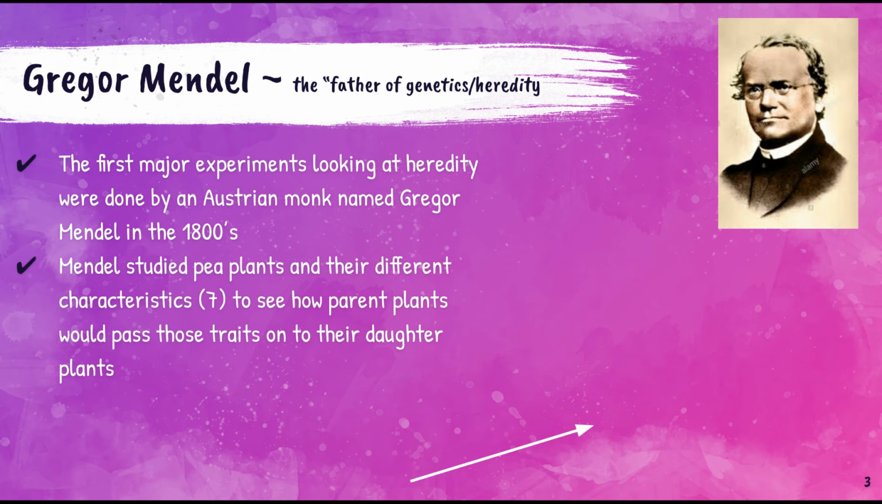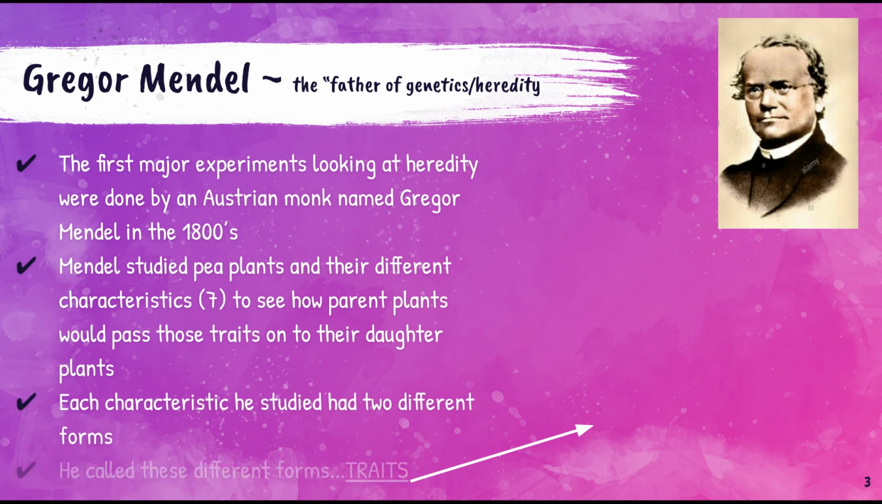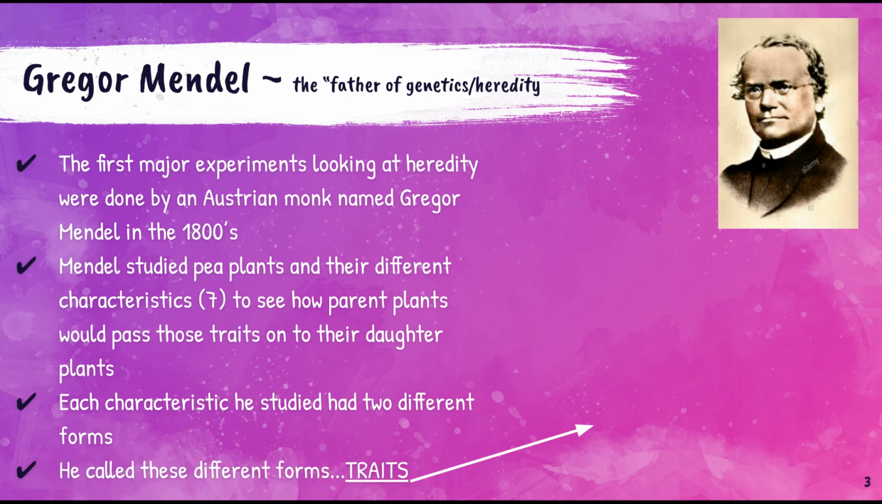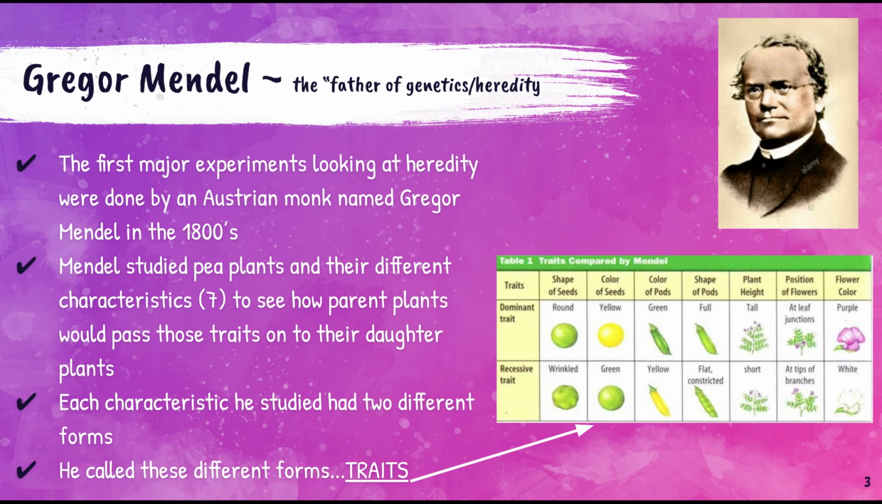And he studied the pea plant first, and the pea plant was a good one because it had really cut and dry genes that popped up. And he looked at 7 different characteristics to see how the parents would pass those traits on to the offspring. And each characteristic he studied had 2 different forms. They'd get one from mom and one from dad, and he called these different forms traits. Traits. And the 7 traits that he looked at in the pea plant are right here on this table.